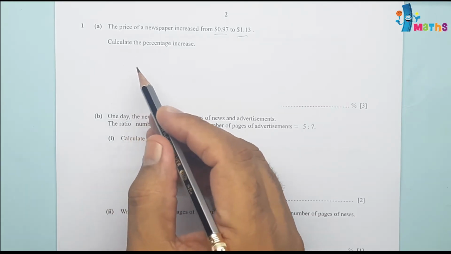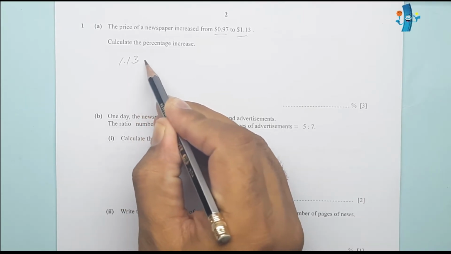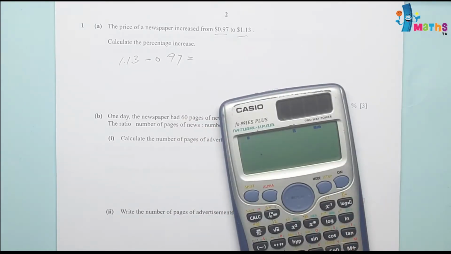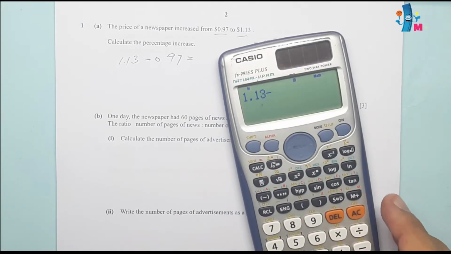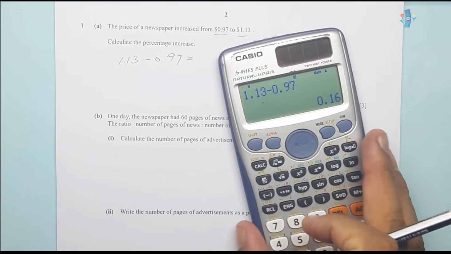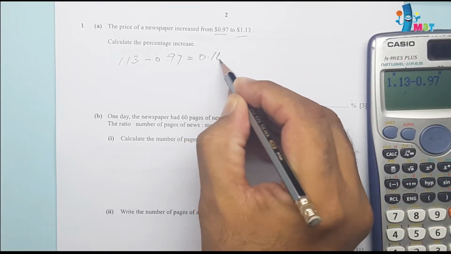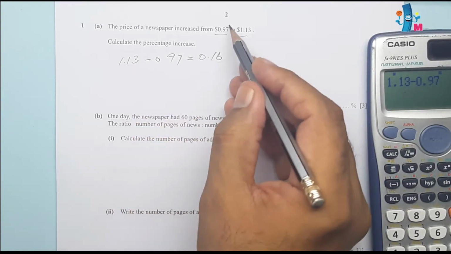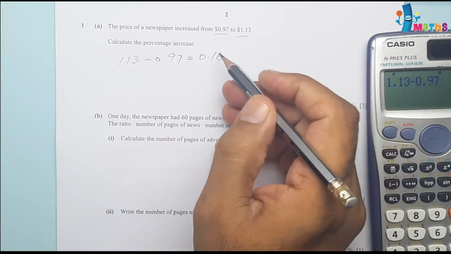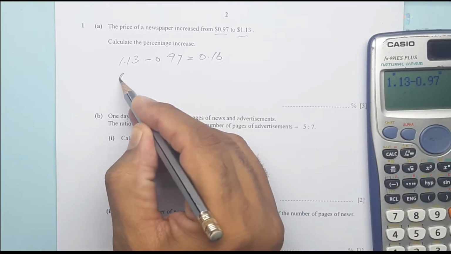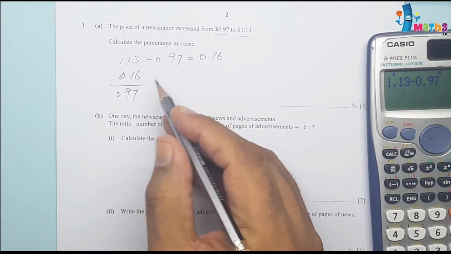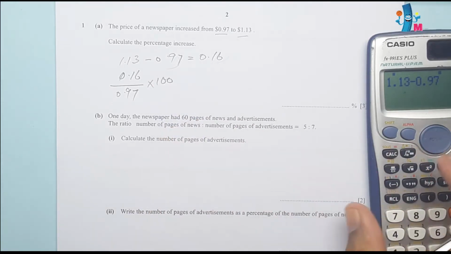So first we will calculate the increment, that is 1.13 minus 0.97. This will be equal to 0.16. So the increment is 0.16. This increment is against this amount, 0.97. So for percentage we will multiply it by 100.